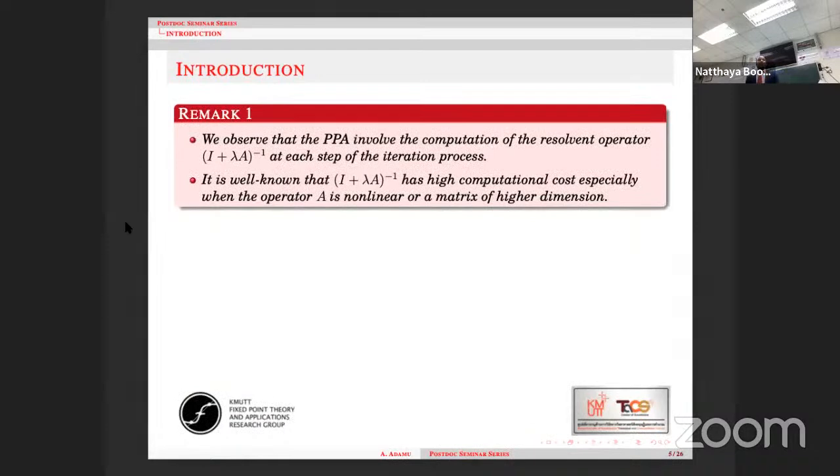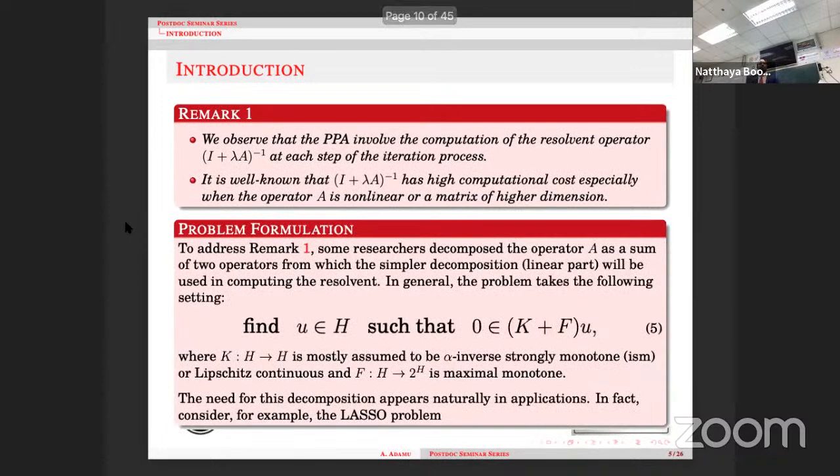Observe that the proximal point algorithm involves the computation of the resolvent operator, which is the inverse (I + lambda A)^{-1}, at each step of the iteration process. So to implement this algorithm, one is required to compute this inverse at each step. Observe that if A is nonlinear or a matrix of higher dimension, computing this inverse might incur high computational cost. So to address the problem raised in Remark 1, some researchers decompose the operator A as a sum of two operators, from which the simpler decomposition will be used to compute this resolvent.